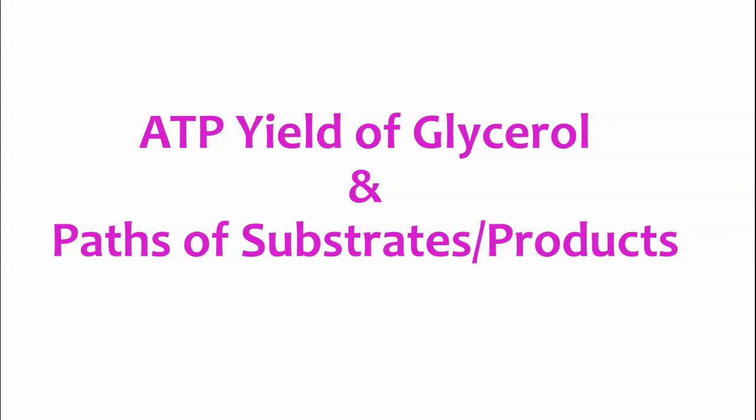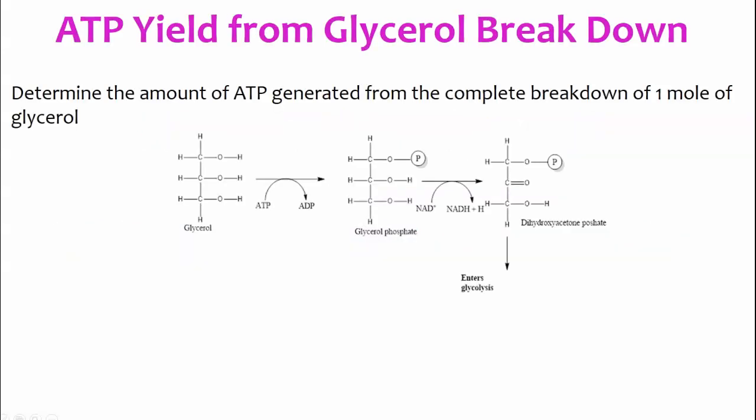So what happens to that glycerol? What is the fate? How does it go, and what amount of ATP is released from it? That's basically what we're going to be talking about in this lecture. The basic thing we're going to do is to determine the ATP yield from complete glycerol breakdown. So the question will usually go this way. If you see it in an exam, it will say determine the amount of ATP generated from the complete breakdown of 1 mole of glycerol. We're talking about usually 1 mole of glycerol.